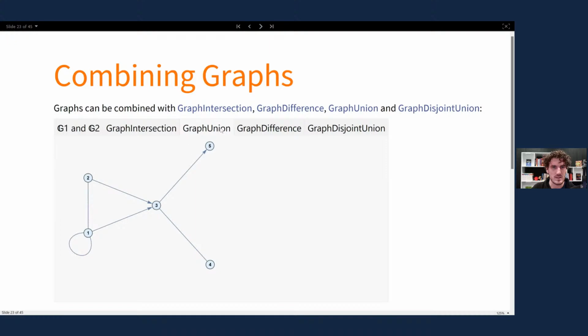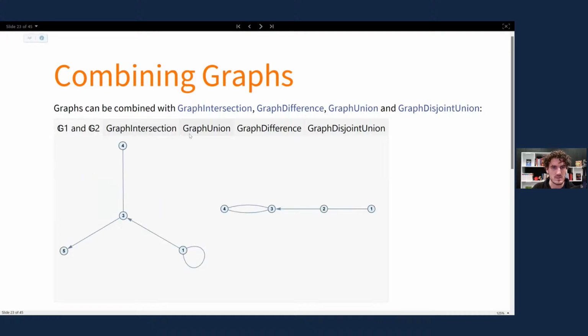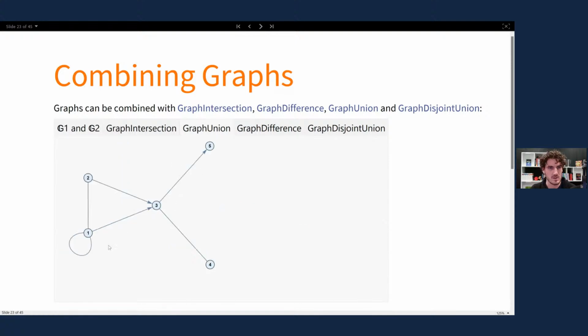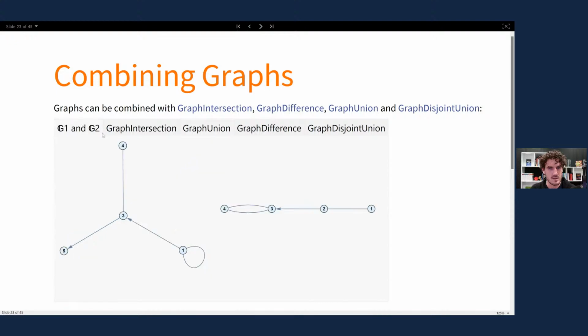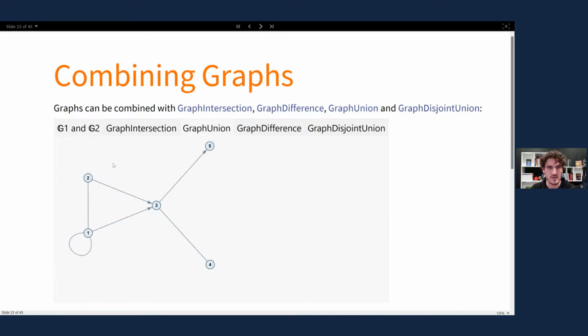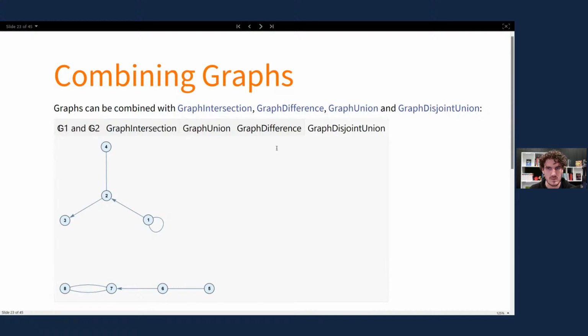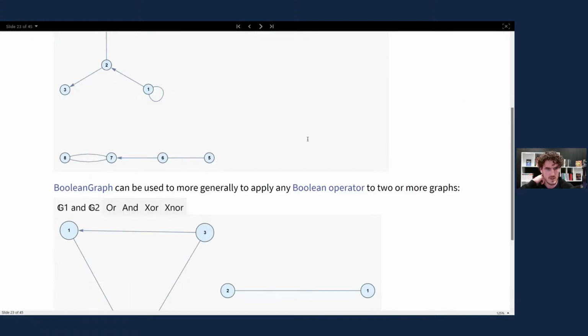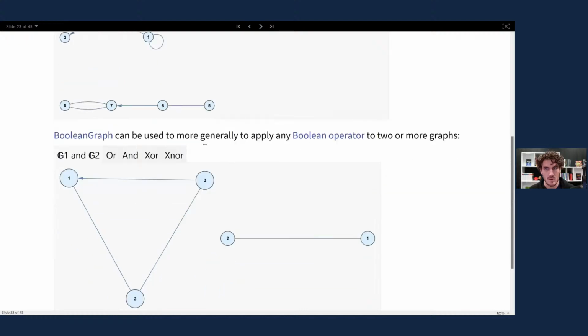Okay, let's look at this graph union. So this is doing what you expect. Graph G1 here has no vertex 2, but the union does. Like these connections here are kind of here on the graph union. Graph difference, graph disjoint union, and Boolean graph can be used more generally to apply any Boolean operator to two or more graphs.